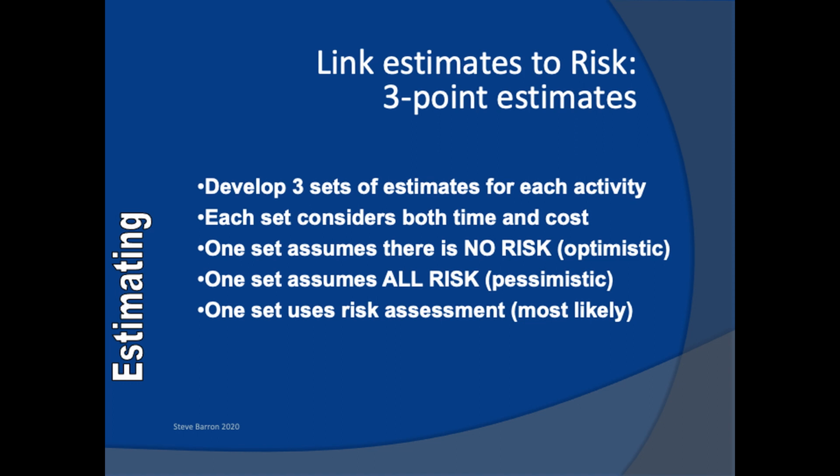This method used 3 sets of estimates for each activity. An estimate for the time and cost, one set that considers there is no risk in the activity. This is called the optimistic estimate. Another set of estimates assumes the pessimistic case where everything will go wrong. And the third set provides a judgment based upon risk assessment and resource allocation that we consider to be the most likely situation. Remember, the most likely case is not placed halfway between optimistic and pessimistic.